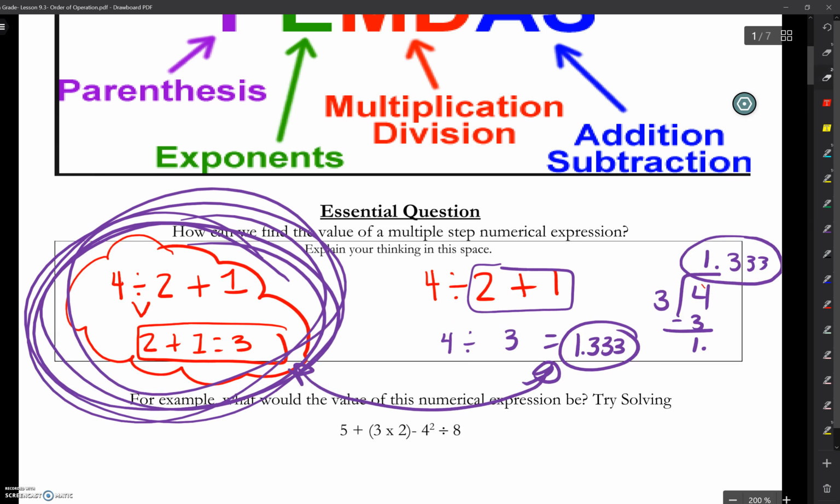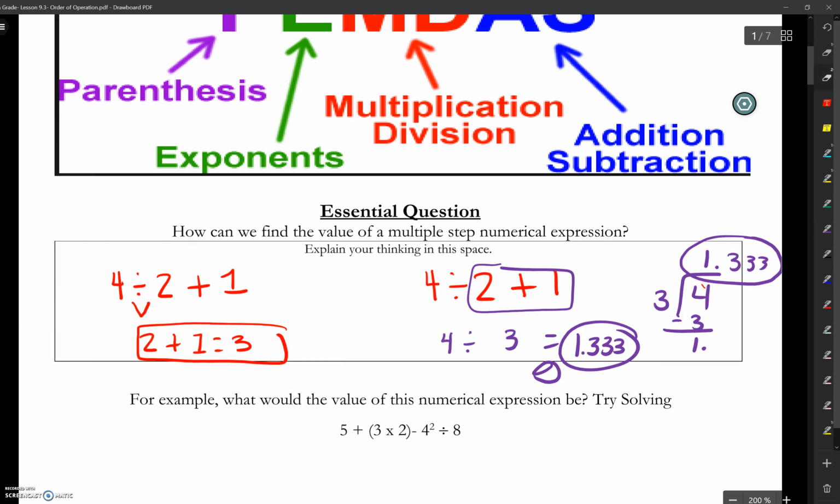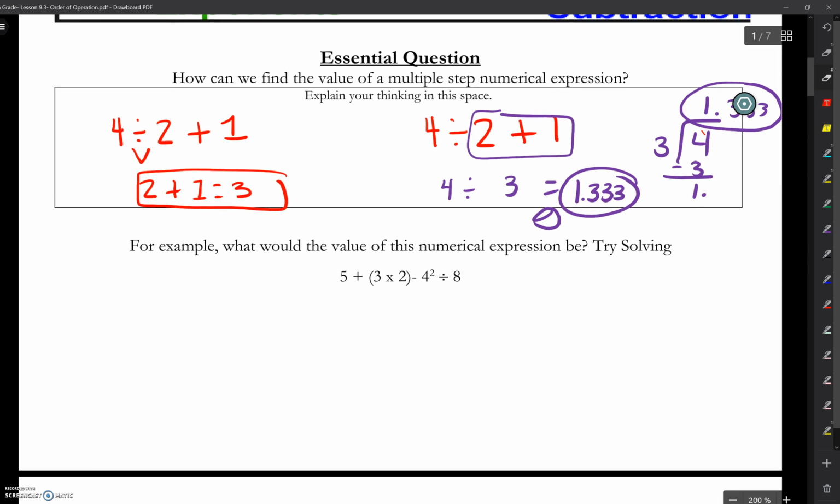So now we have this problem here. And it says, for example, what would the value of this numerical expression be? And so we have a numerical expression. Remember, a numerical expression are numbers and operations. So if we look at this, we have numbers and we have operations. Operation, subtraction, division, and we have numbers. How would I go about solving this problem?